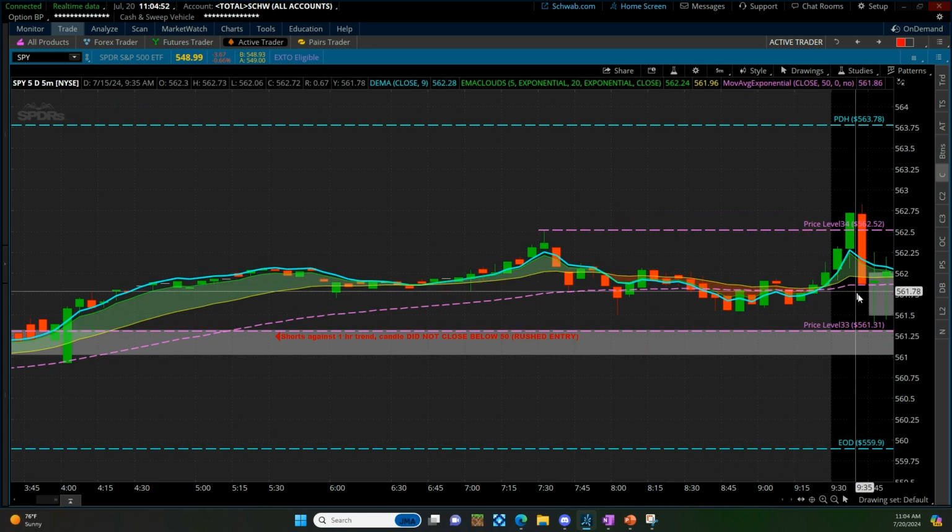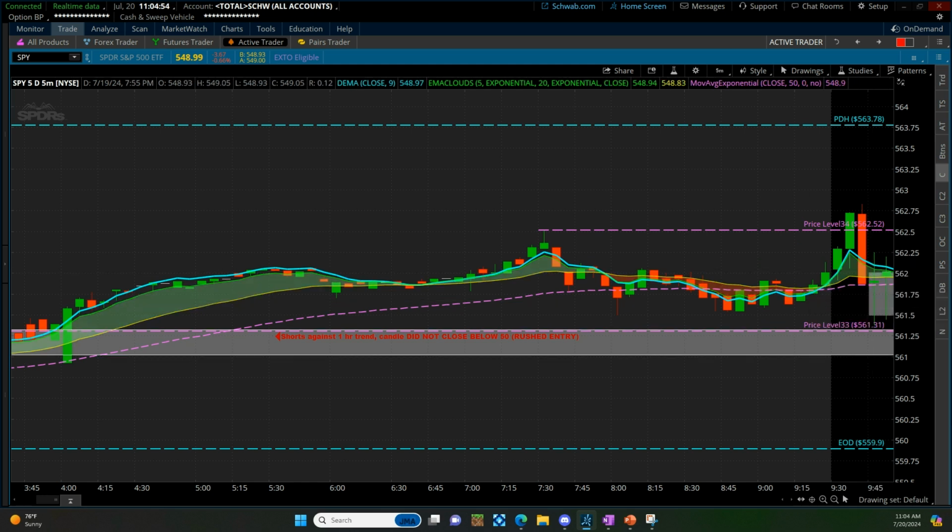We broke below open print. We came up, retested open print. But notice here, the EMA cloud is green. We're closing above the 50. Even though this looks bearish, we're still closing above that 50. We haven't closed below it. I'm sure at one point this looked very bearish. I'm sure this whole candle was red, but that's not my criteria.